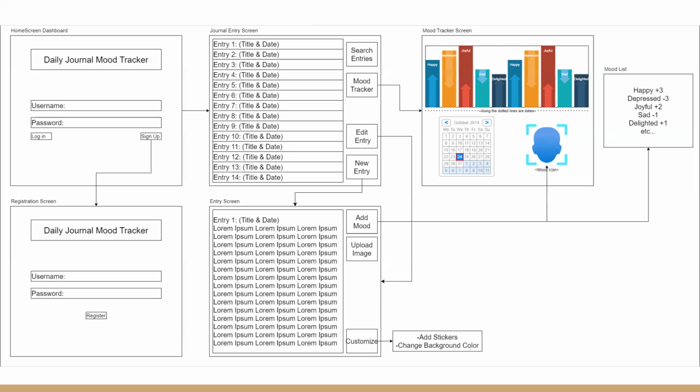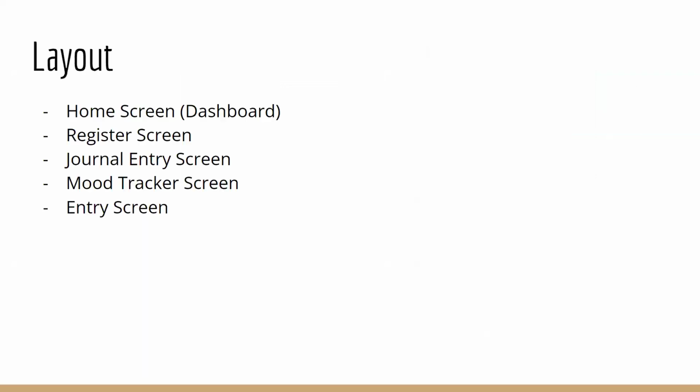The mood tracker screen is for tracking and reviewing mood patterns. Finally, the entry screen is for writing the user's journal entries, and the user can click the customize button to add stickers or change the background color, and also upload an image to go with the journal entry. That was the layout.